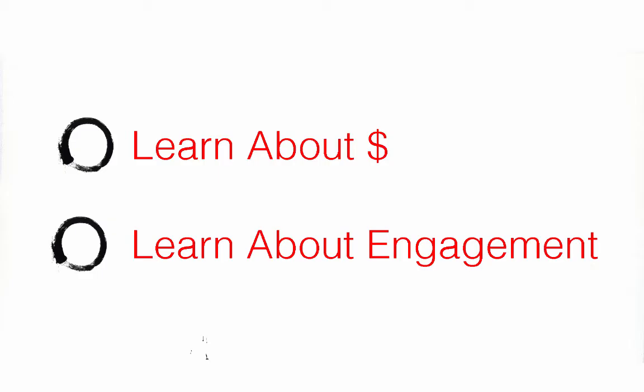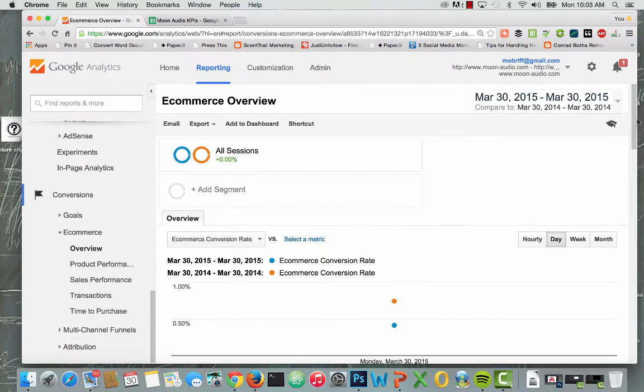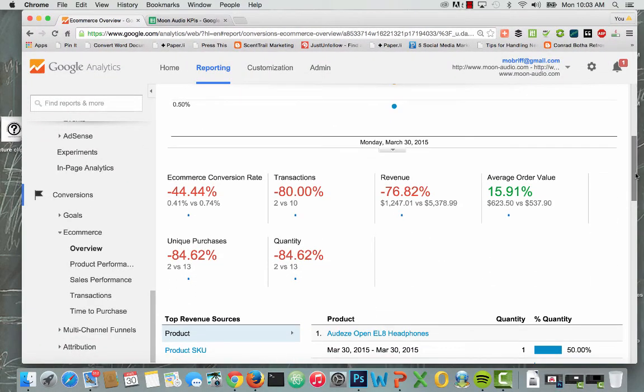There are two questions that we like to ask ourselves when we look at Google Analytics. How's the money doing, and how is the site engagement doing? We start by going down to our conversions e-commerce overview area, and that'll give us an idea about how we're doing in terms of the site's numeric values, its financial value.